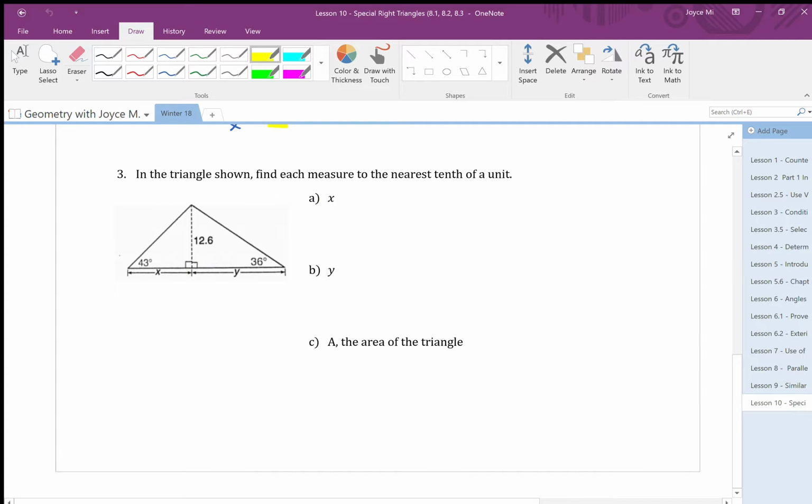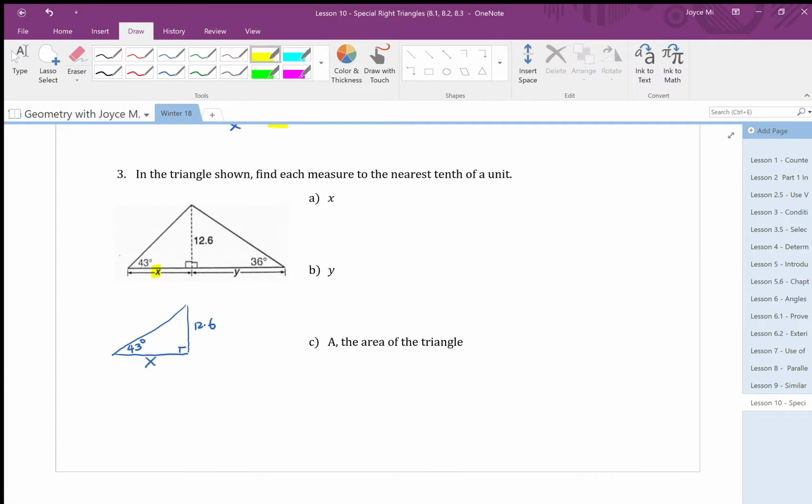I need to solve for x, okay? Well, I locate the right triangle, the triangle involving x. If you're not sure, you can always redraw it. So I have this, okay? This is 90, and we are given this is 12.6. This is 43 degrees, and that's my x.